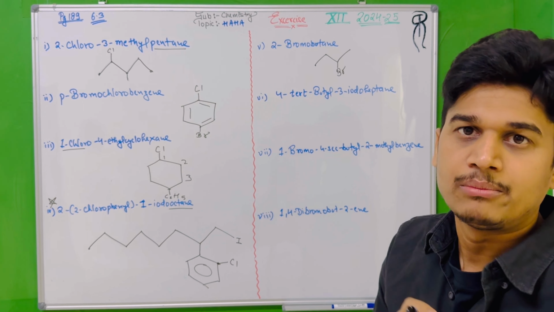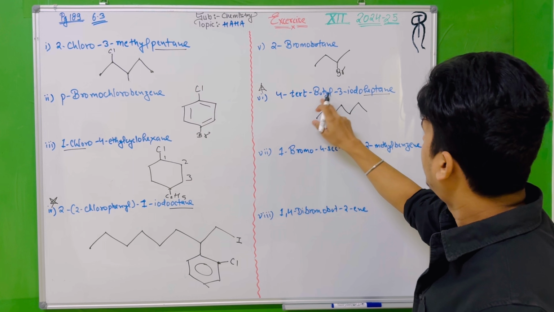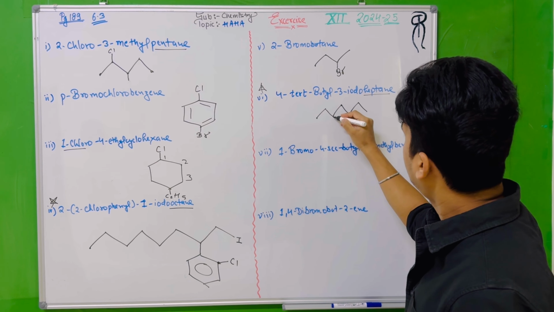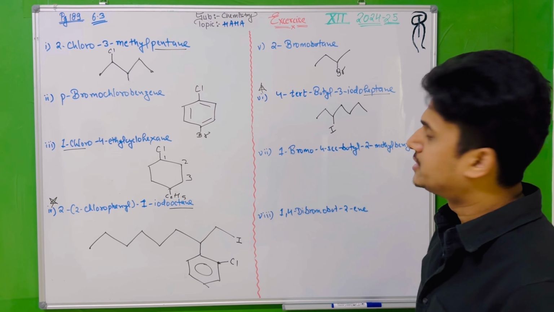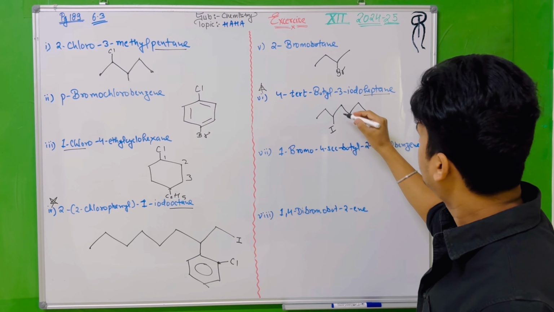Next, this also put a star mark. 4-tertiary butyl 3-iodoheptane. Just go to the heptane first. 1, 2, 3, 4, 5, 6, 7. Heptane is over. Now 4-tertiary butyl 3-iodo. So the 3-iodo I will put here. Third position iodine. You can count from here or here, your wish. I am starting from here, so I put 3 here. Now 4-tertiary butyl, so this is your 4.